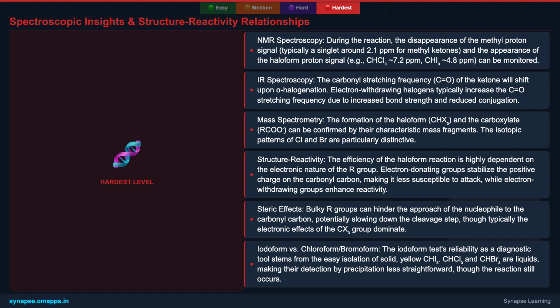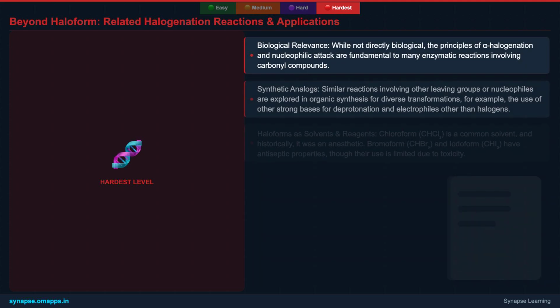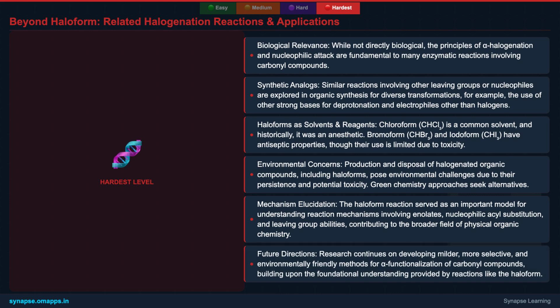The efficiency of the haloform reaction is highly dependent on the electronic nature of the R group. Electron withdrawing groups enhance reactivity by making the carbonyl carbon more electrophilic. While steric effects can play a role, the electronic effects of the CX3 group usually dominate. The distinct yellow precipitate of iodoform makes the iodoform test particularly effective for qualitative analysis, unlike chloroform or bromoform, which are liquids. The haloform reaction, while a classic, has broader implications.